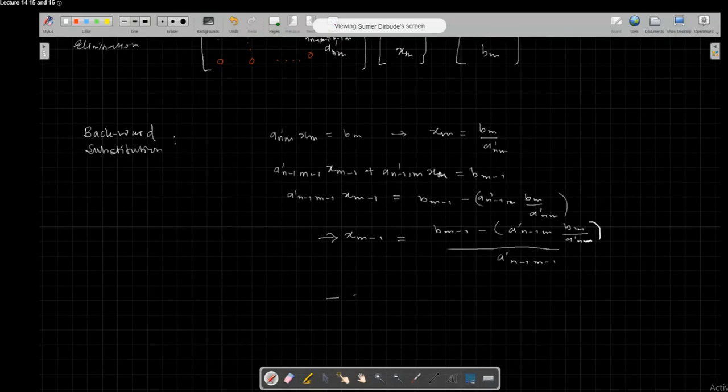Similarly, you can obtain x m minus 2. Then likewise, you keep on calculating, and finally you can calculate x1. Just by back substitution, because every time we know the previous values and there is only one unknown, we get a solution explicitly from the back side, from the last solution to the first, from xm to x1.